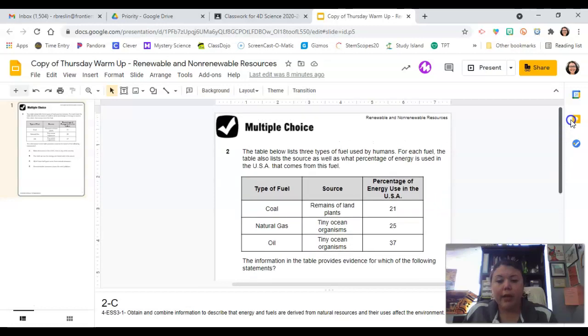So before we even move on and we look at the question, we want to look at this data table and figure out how we can make sense of it. So that's the first thing we want to do. So we have fuel type: coal, natural gas, oil. We have the source: remains of land plants for coal, tiny ocean organisms for natural gas, and tiny ocean organisms for oil. And then the percentage of energy used in the USA is 21% for coal, 25% for natural gas, and 37% for oil. So just looking at this table and trying to make sense of it, what are some conclusions that you came up with?